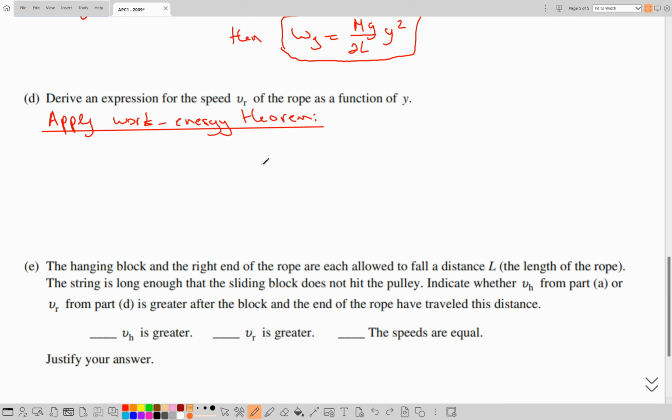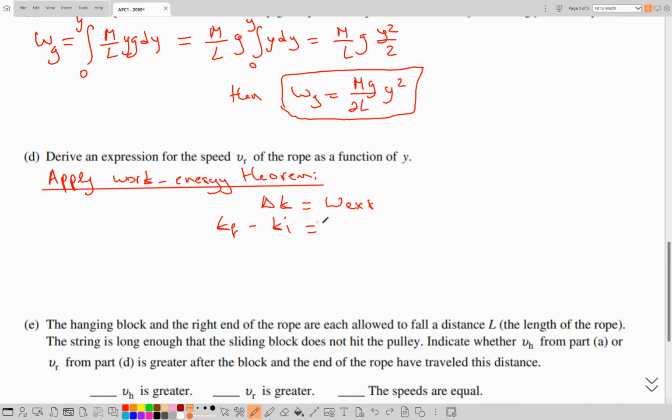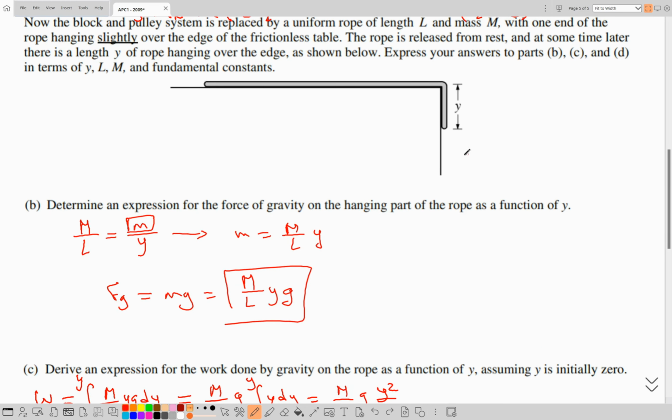Which means the variation in the kinetic energy, representing the energy injected or extracted, is equal to the work done by all the external forces. Now kinetic energy final minus kinetic energy initial would be equal to the work done by all the forces. Here you should pay attention. Now the work done by all the forces, we have two gravitational forces, one which is acting on the hanging part, and another one which is acting on the part which is on the table. And we have the work done by the normal push. I won't include the work done by friction because this is frictionless.